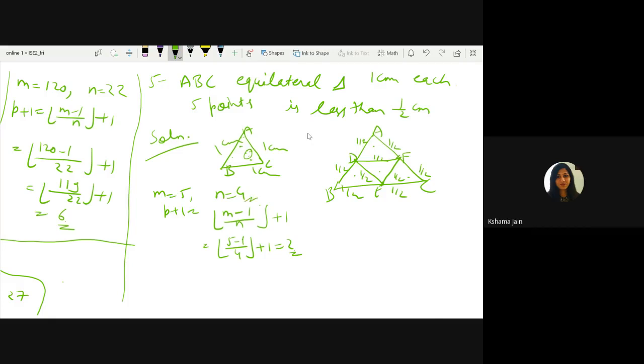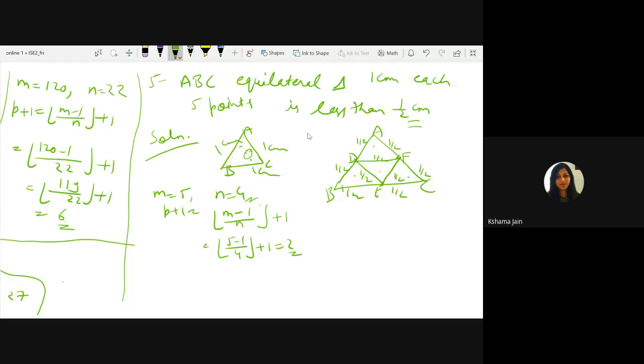But here we got only that at least one triangle would be there which is having 2 points. In a triangle which is having all sides half, half, half, if 2 points are inside, definitely their distance would be less than half centimeter. Okay, this is the conceptual part. But now I dictate the theory. Please everybody write down this problem. This is completely done in theory only. So please write down.